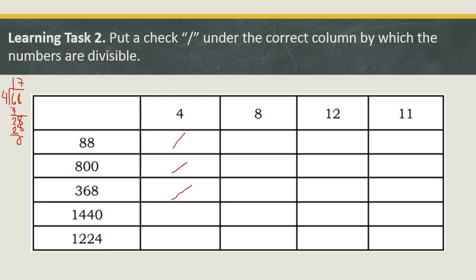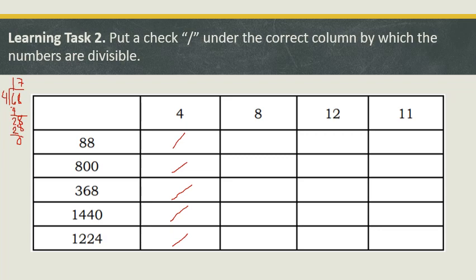So, dito sa 1,440, so 40 ang last 2 digits. So, obvious naman ang 40 ay nasa divisible by 4. Then, sa 1,224, yung 24. So, try nga natin mag-skip count sa 4. So, 4, 8, 12, 16, 20, 24. So, kasama yung 24. So, ito po ay divisible sa 4.